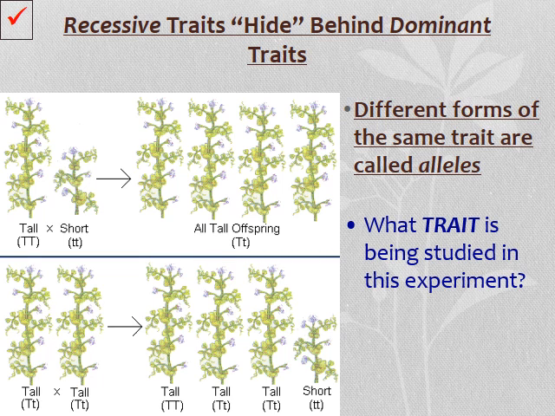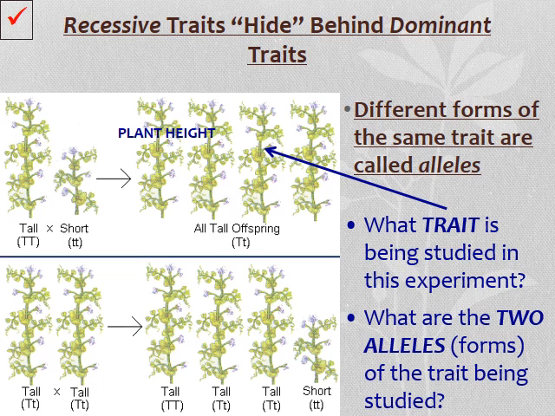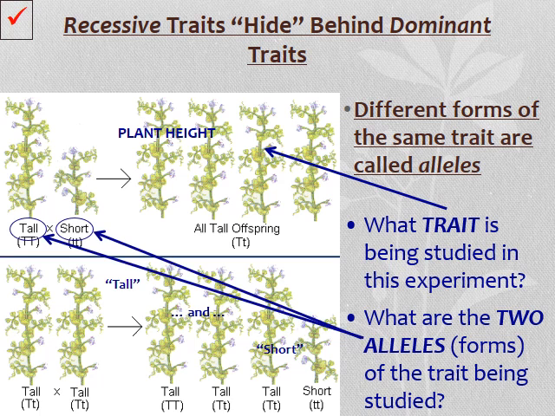So the trait that we're studying in this experiment, if you take a look, would be the height of the plants. Now the alleles, or the two variations for that trait, are tall and short. The two different alleles, or variations for the trait, plant height.